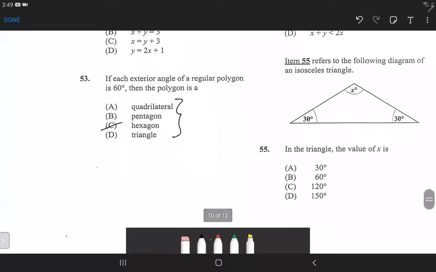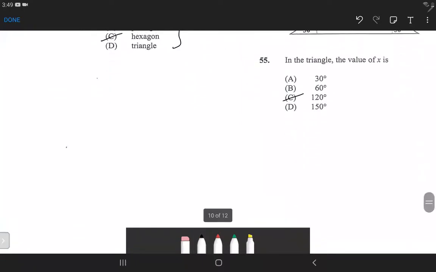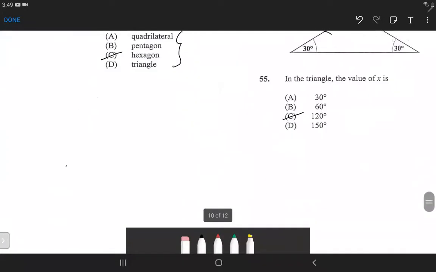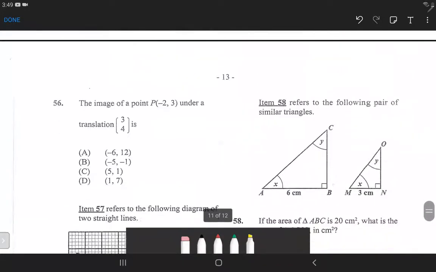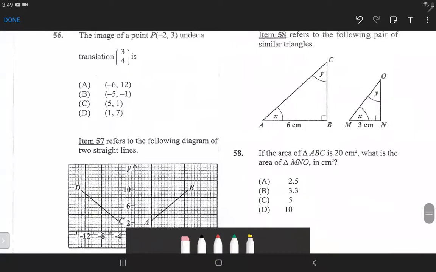All right, so notice that this is an isosceles triangle, 30, 30. So that means this one appears how much? 120. Right, because this is supposed to add up to 360. Did I answer this one? Yes, I did. All right, so that means I have 5 questions remaining. The image of the point (-2, 3) under the translation (3, 4) is, well, you add 3 to negative 2, you get 1. And you add 4 to 3, you get 7.